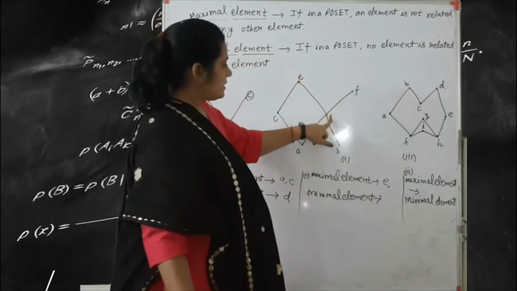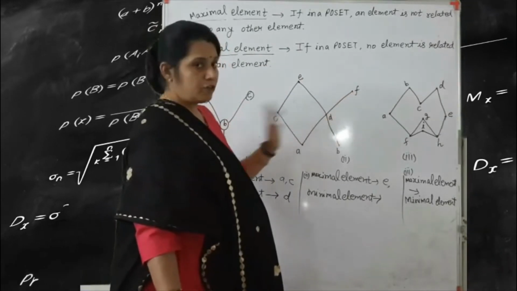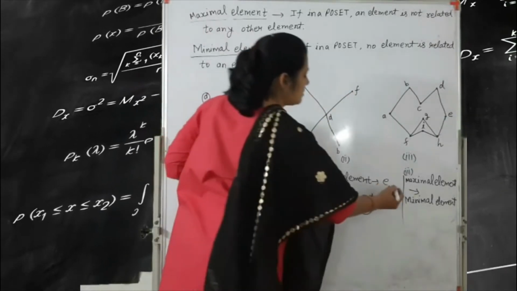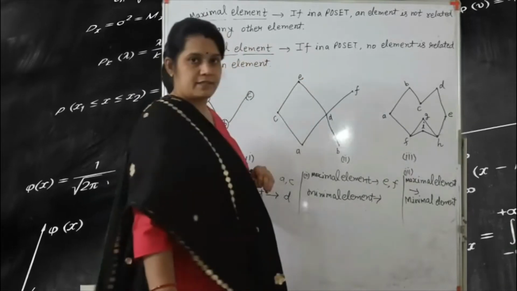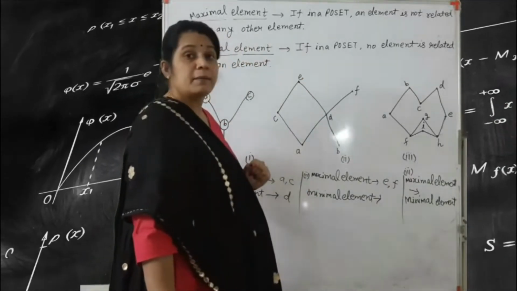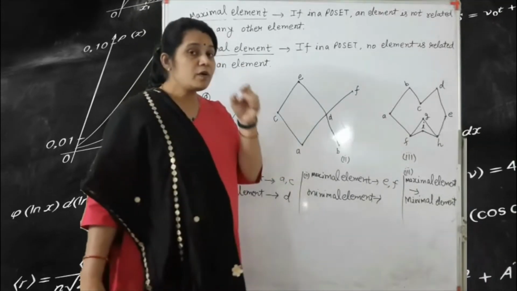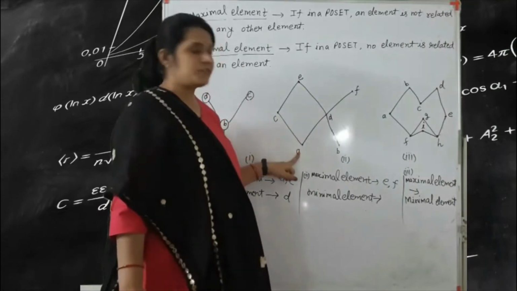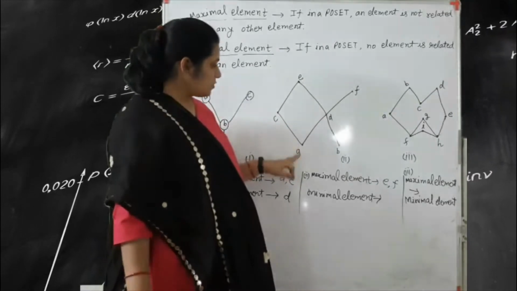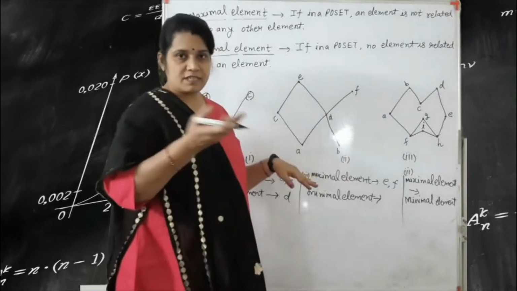So your maximal element is E, comma. Here D is related to F, but F is not related to D, so F is also a maximal element. Okay. Next one is the minimal element. So minimal element, that means what? No element is related to the element. Okay, so here the minimal element is always on the bottom side.